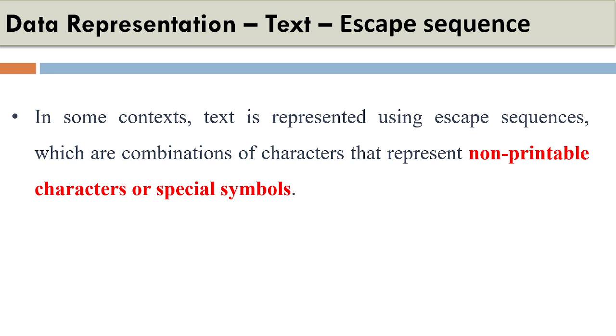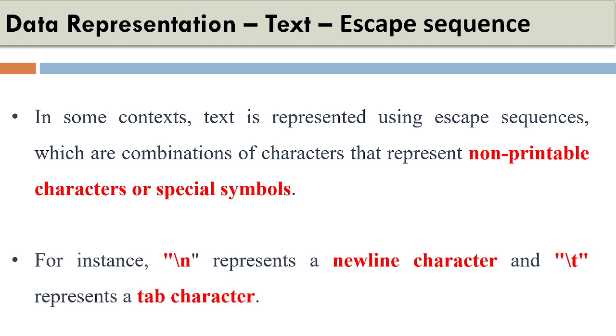Then we also have certain escape sequences. In the context of escape sequences, text is represented using a combination of characters for non-printable characters or special symbols. Examples: slash n represents a newline character, and slash t represents the tab character.